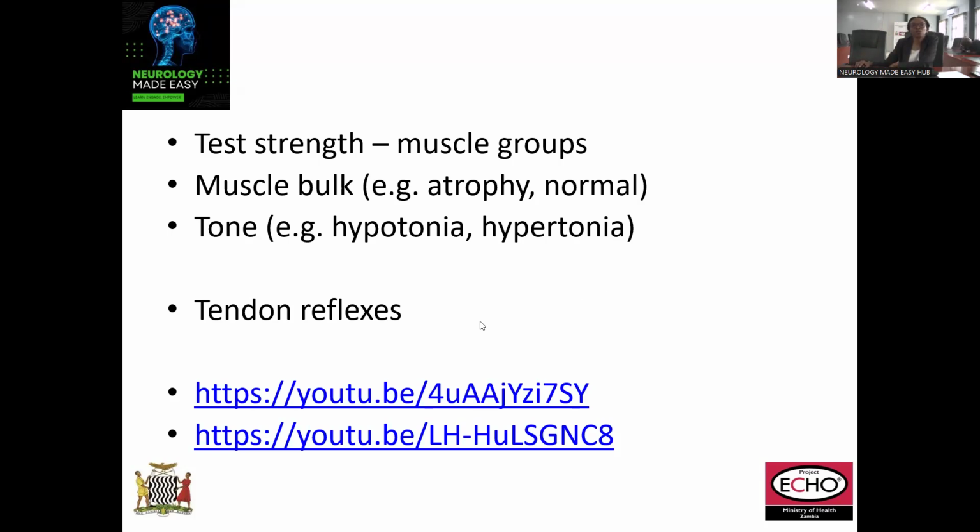Again, we will not go into all of the examination, but I'm hoping for these 2 videos, we can just look at how they do the examination of the motor for the upper limbs, and then examination of the motor for the lower limbs.